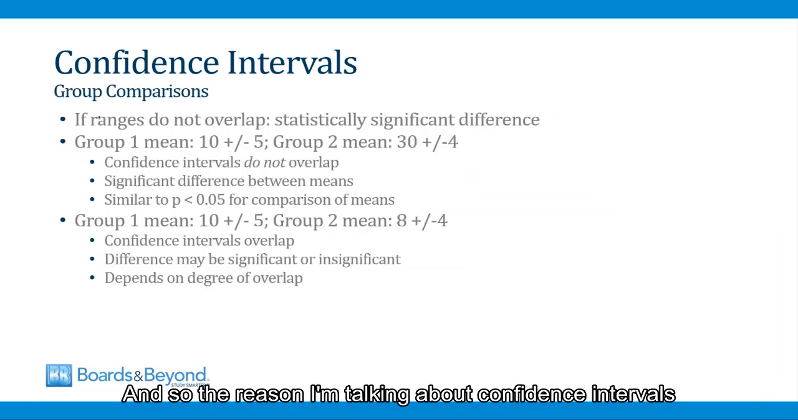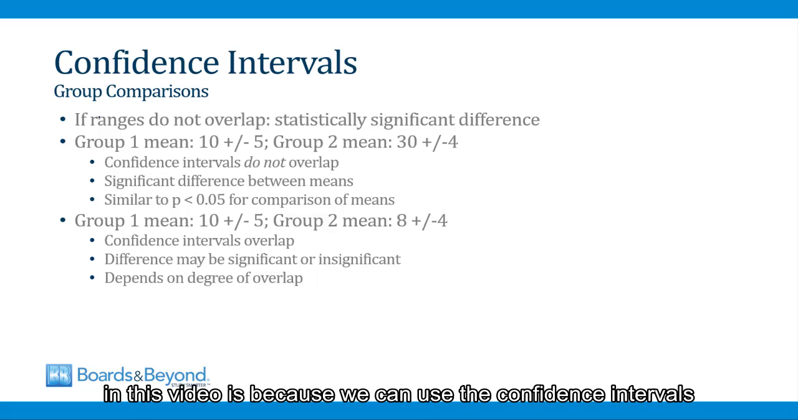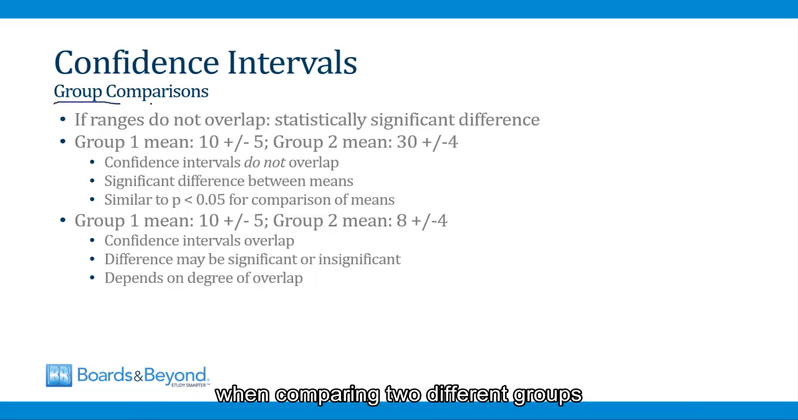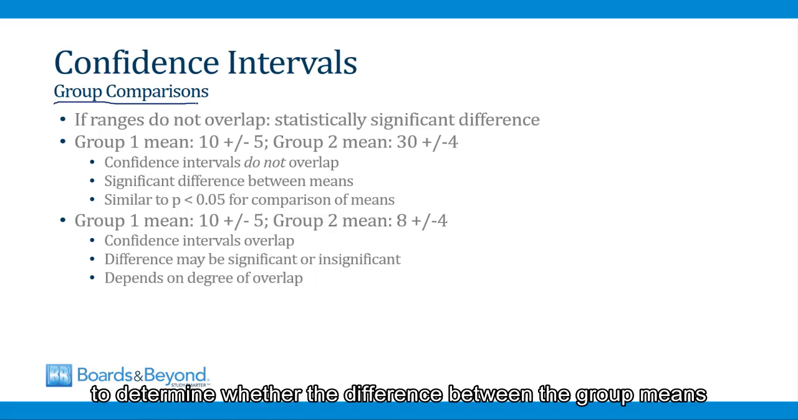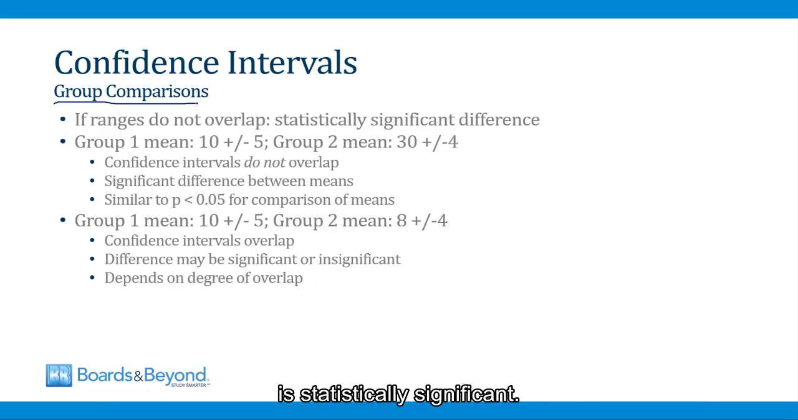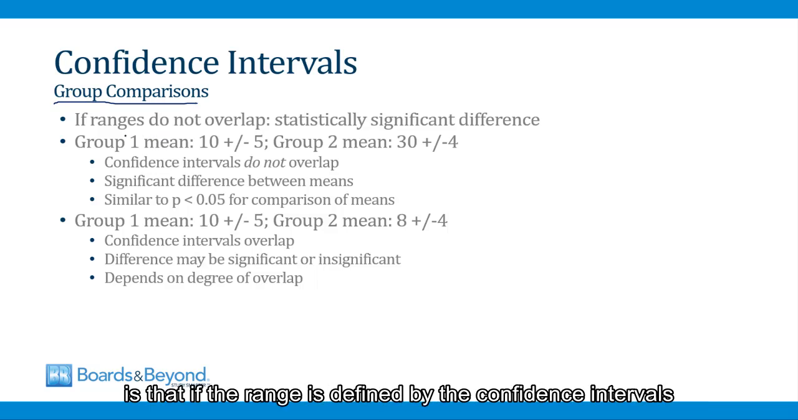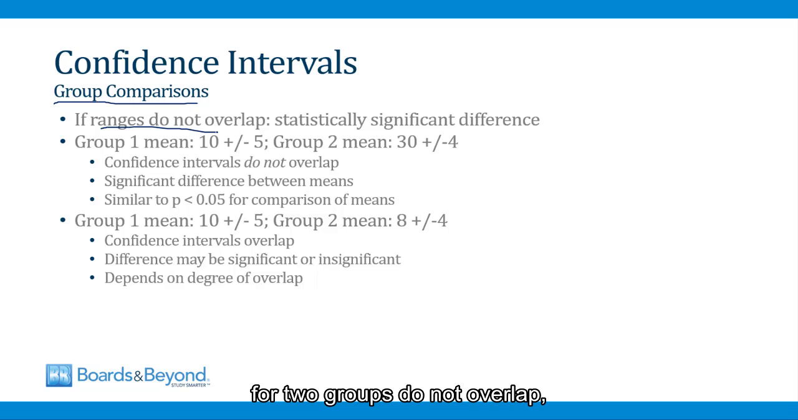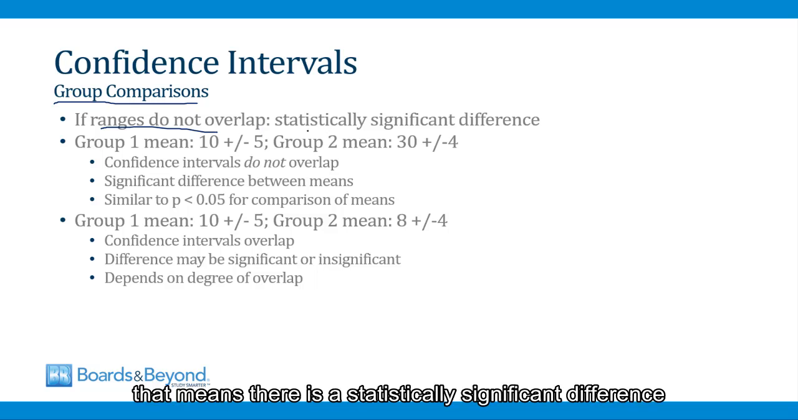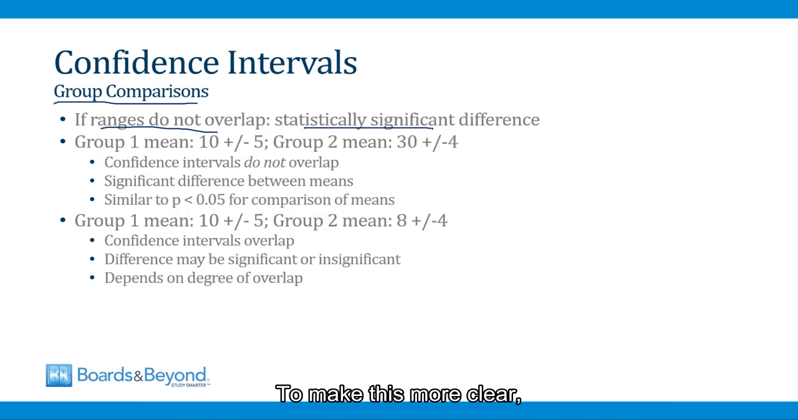And so the reason I'm talking about confidence intervals in this video is because we can use the confidence intervals when comparing two different groups to determine whether the difference between the group means is statistically significant. And the key point to understand here is that if the ranges defined by the confidence intervals for two groups do not overlap, that means there is a statistically significant difference between the two groups. To make this more clear, let's go through a couple of examples.